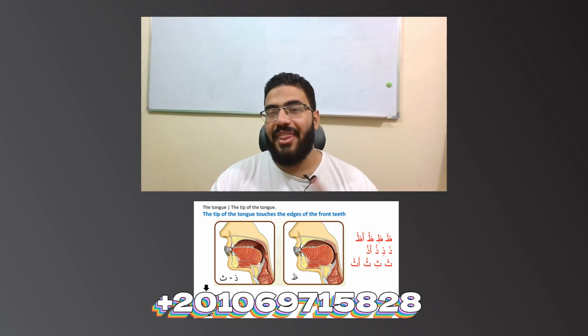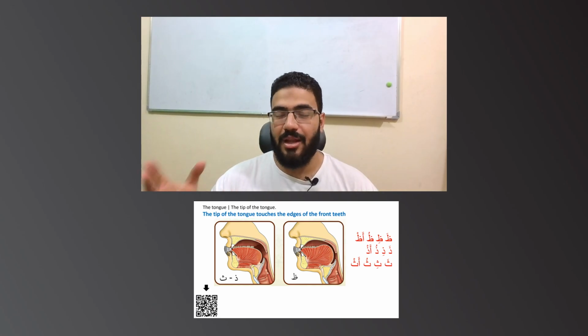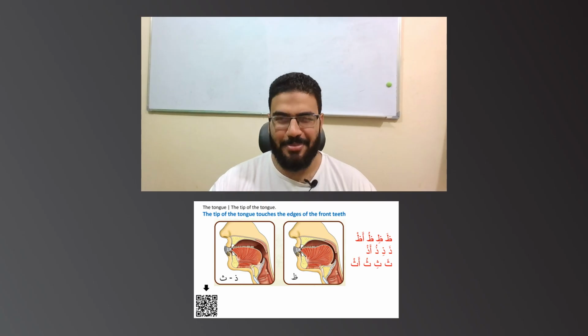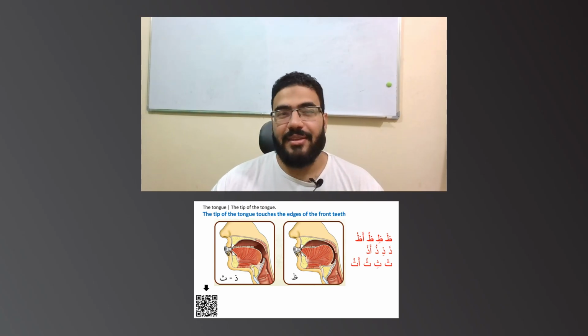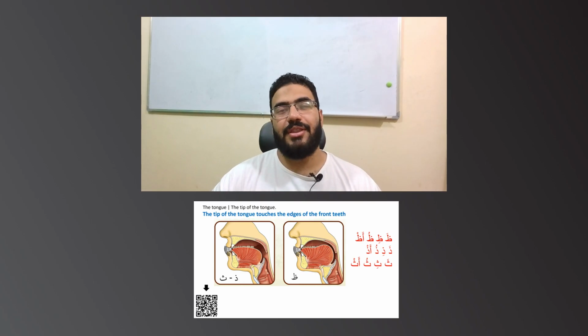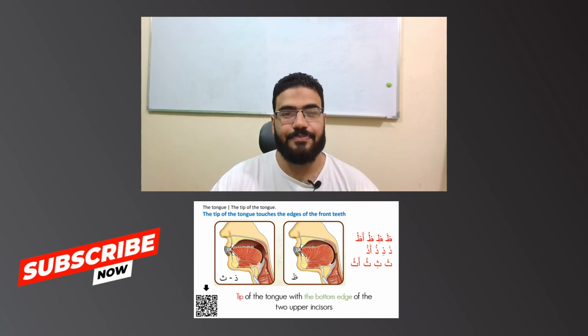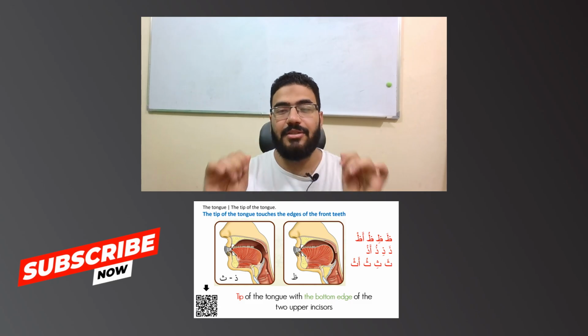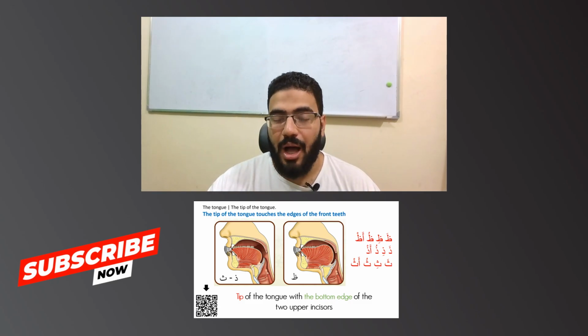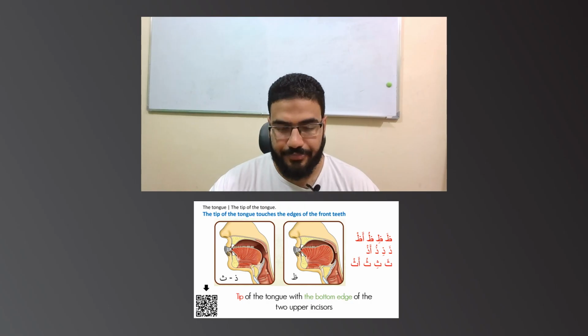We have ظا ذال ثاء: ظلم، ثعبان، ذبابة. Practice. Now the tip of the tongue touches the edges of the front teeth. Let me say that again: the tip of the tongue with the bottom edge of the two upper incisors.